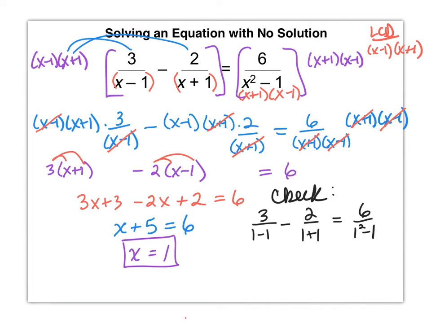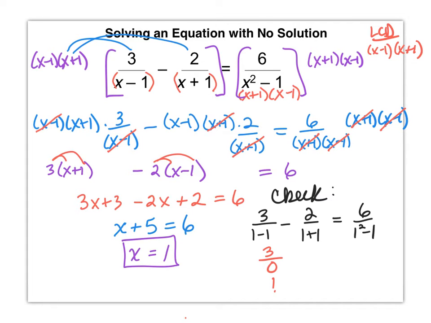Notice we have a problem here. When we simplify in the check step, we have 3 divided by 1 minus 1 in the denominator. So that's 3 divided by 0. We have a problem here. So that means 1 cannot be a solution, since 1 is actually a restriction on the domain.